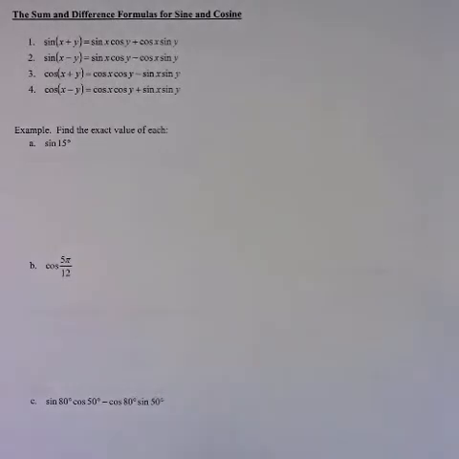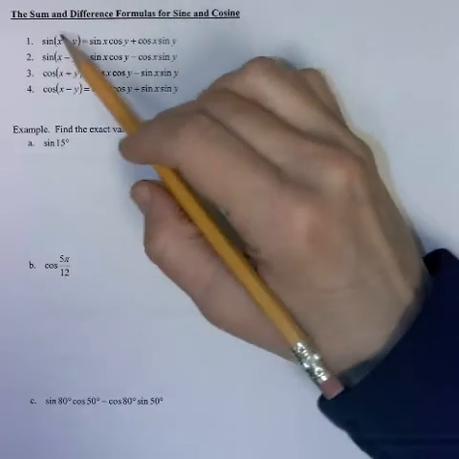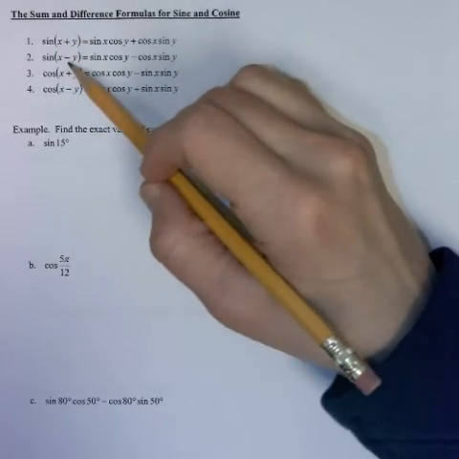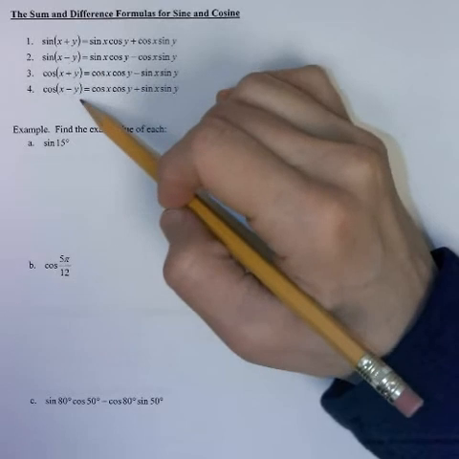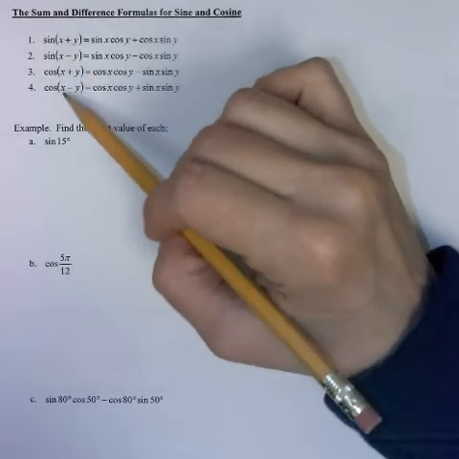In this section, we're going to learn about 6 more identities. They are the sum and difference formulas for sine, cosine, and tangent, sometimes also called the addition and subtraction formulas. As you can see in these formulas, I just have the sine and cosine ones here on the first page, but we have addition and subtraction of 2 numbers or angles. Again, we can think of these as real numbers, and we can also think of them as angles.